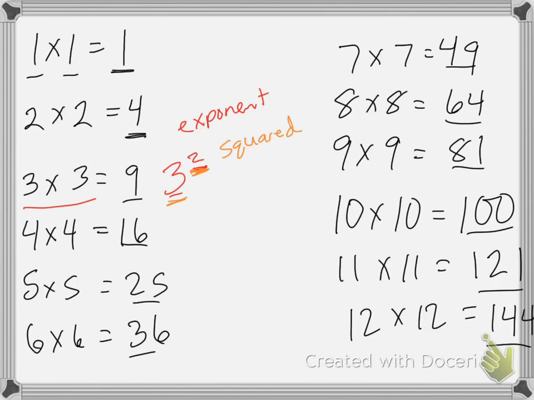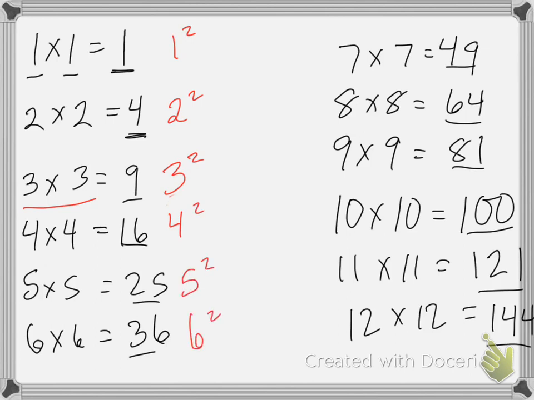Okay, so let's write all of these problems with exponents. So this first one, 1 times 1 would be 1 squared. 2 times 2 would be 2 squared. We already did 3 squared. 4 squared. 5 squared. 6 squared. 7 squared. 8 squared. 9 squared. 10 squared. 11 squared. And 12 squared.